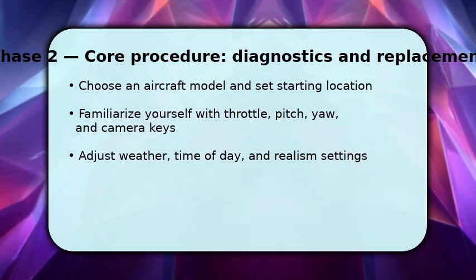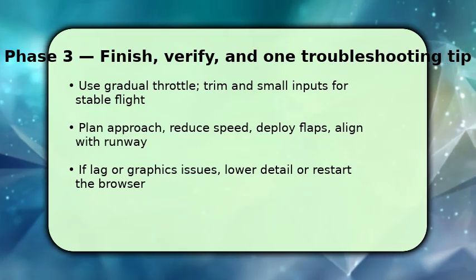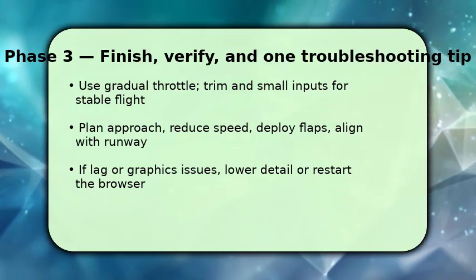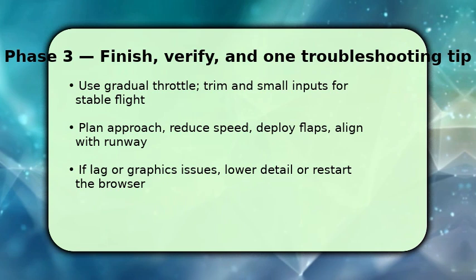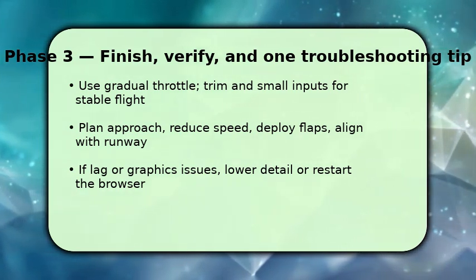You fly by using steady throttle and small control corrections. Trim is needed to maintain level flight. Once you plan an approach, reduce speed, deploy flaps gradually, and align with the runway centerline, then flare just before touchdown for a smooth landing.